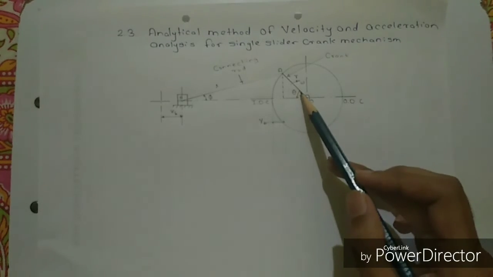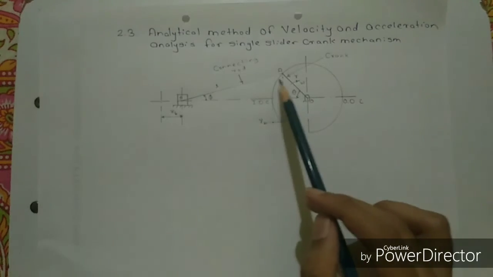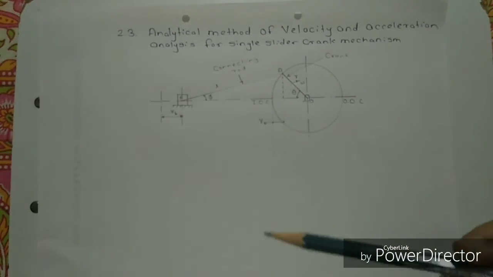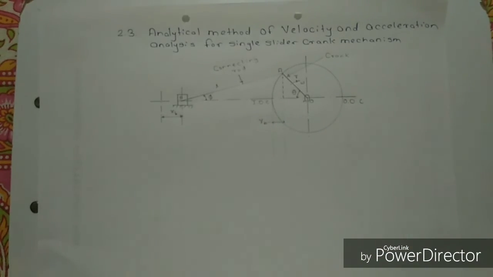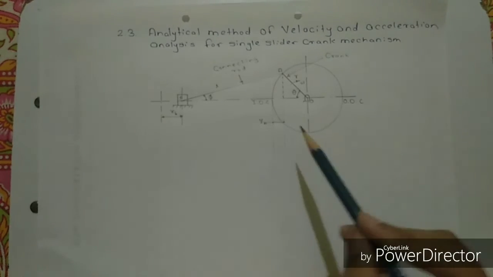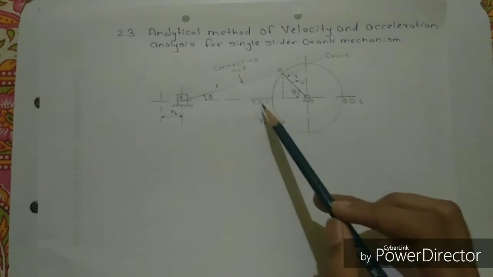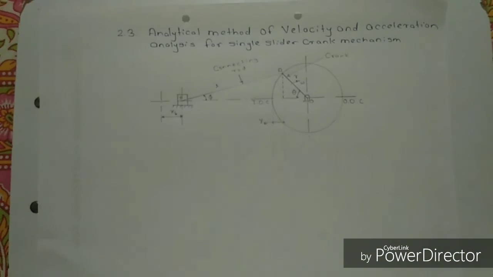Theta is the angle turned by the crank from inner dead center, that is IDC. Then phi is the angle belonging to the connecting rod and the line of action of stroke, that is PO, which shows the angle turned by the connecting rod from the line of action of stroke. Then XB is the displacement of the slider from IDC to ODC.